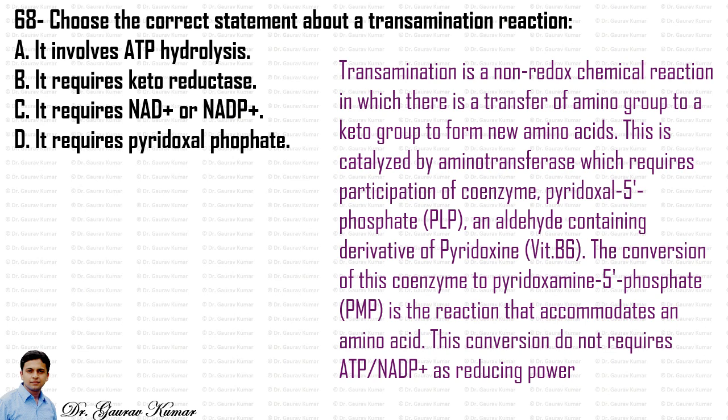The conversion of this coenzyme to pyridoxamine 5-phosphate, that is PMP, is the reaction that accommodates an amino acid. So this is where the amino acid is added. This conversion does not require ATP or NAD plus as reducing power. So our answer will be D, that is, during a transamination reaction it requires pyridoxal phosphate.